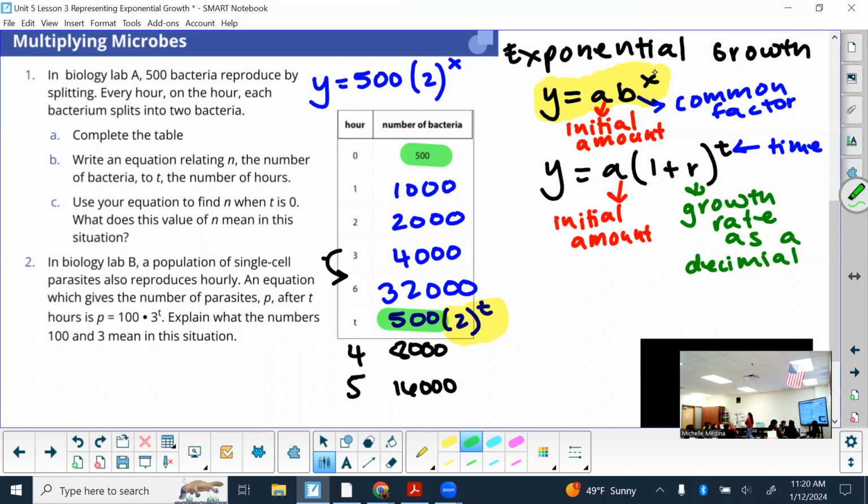B is your common factor. So that's what you had to multiply by each time to get to the next number. So if it was doubling, like we said it was times 2, times 2, times 2, my common factor is 2. And then x would be your input, so usually it's time of some sort. Y would be your output, obviously.